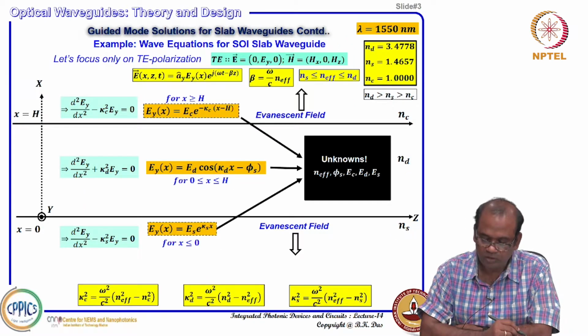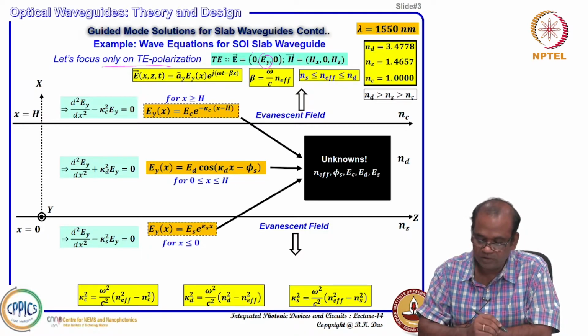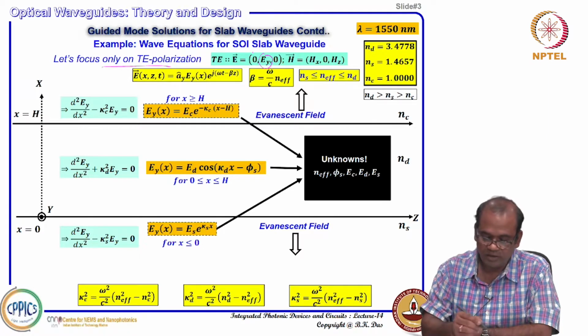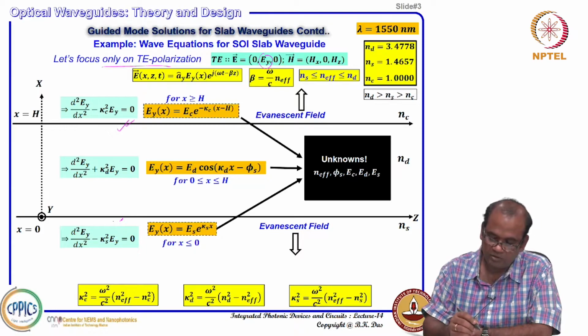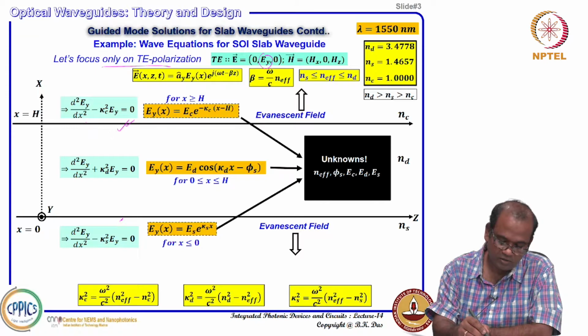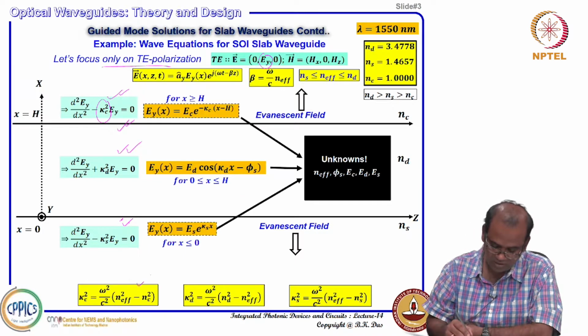And as I mentioned, we are focusing only on TE polarization, where only the EY component will be there, that is the tangential component, which is easier to handle for TE polarization at the interfaces. It should be continuous here, and we have also defined the homogeneous equation in 3 different media. In the cladding region we are defining kappa C. Kappa C is defined like this.